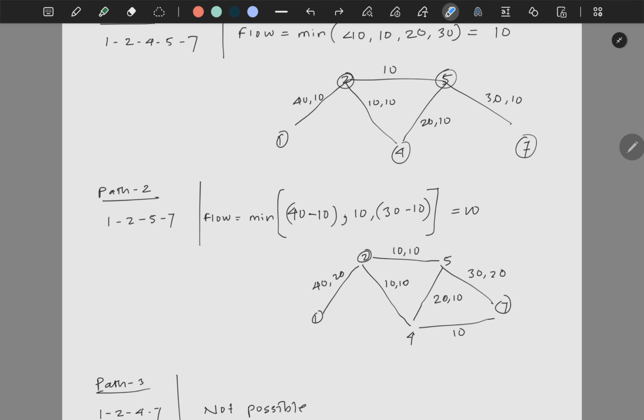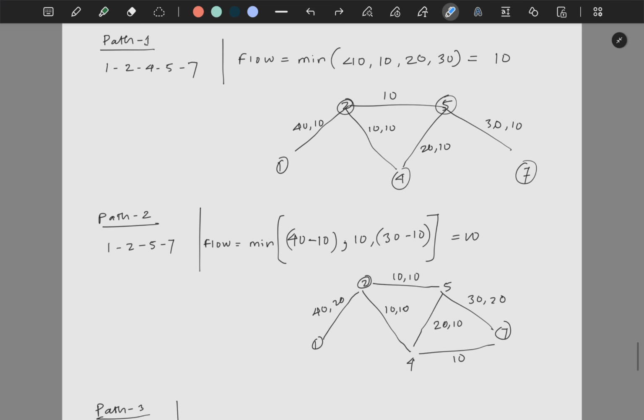So if you see now, out of 40, 10 is already flowing, so 30 is available. That's why I've written minimum of 40 minus 10, and here the capacity is 10 and here the capacity is 30 minus 10. So out of 40 minus 10, 10 and 30 minus 10, the minimum value is 10. So the flow through this path 1 2 5 7 will be 10 liters only.